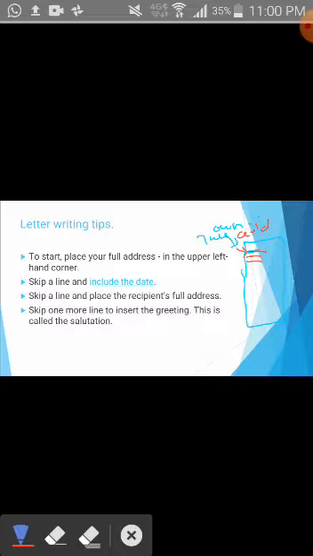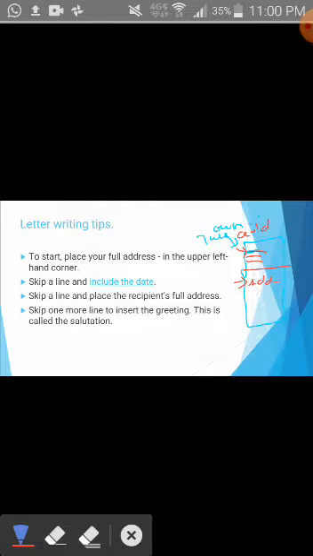Now skip a line, then include a date. You have to write a date. There are two ways to write a date in any letter. I will tell you afterwards. Then you have to skip a line, and this line should be skipped, and then you have to write the address of the recipient.